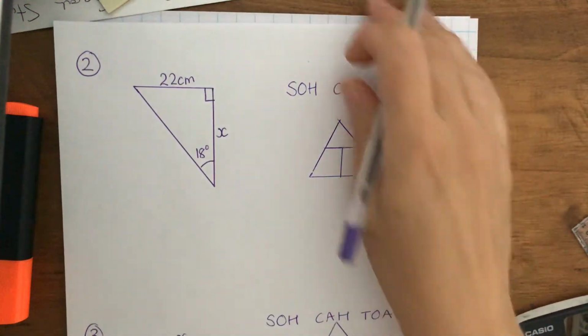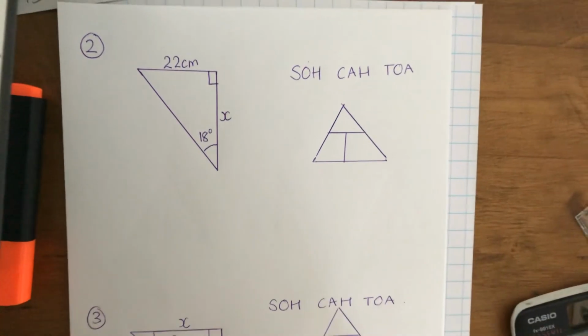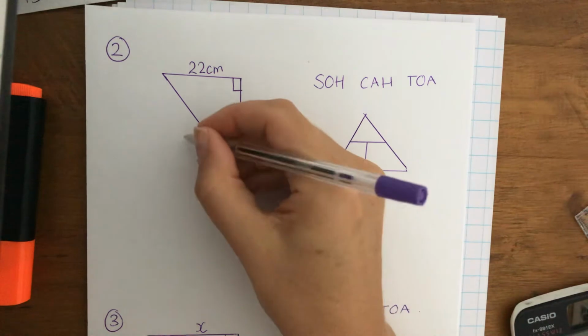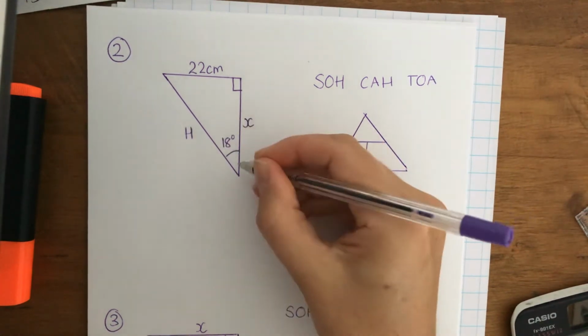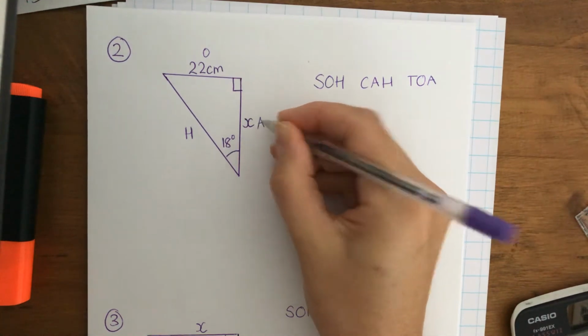So here's more examples of finding a missing side. First step, label the sides. Hypotenuse, opposite the angle of interest, and next to the angle of interest.